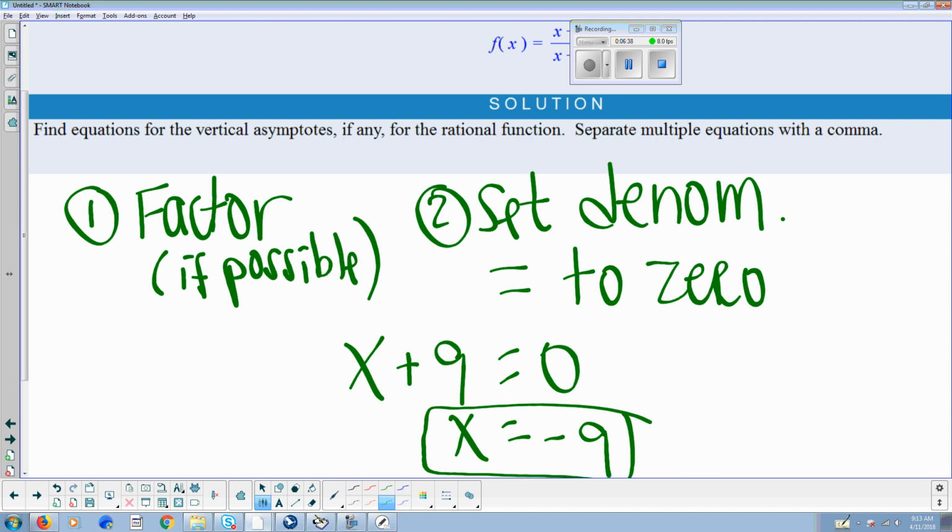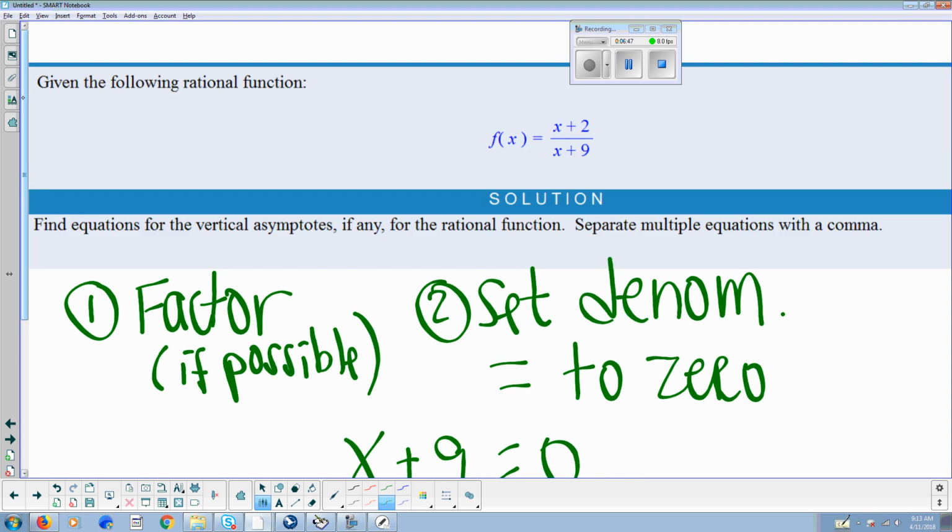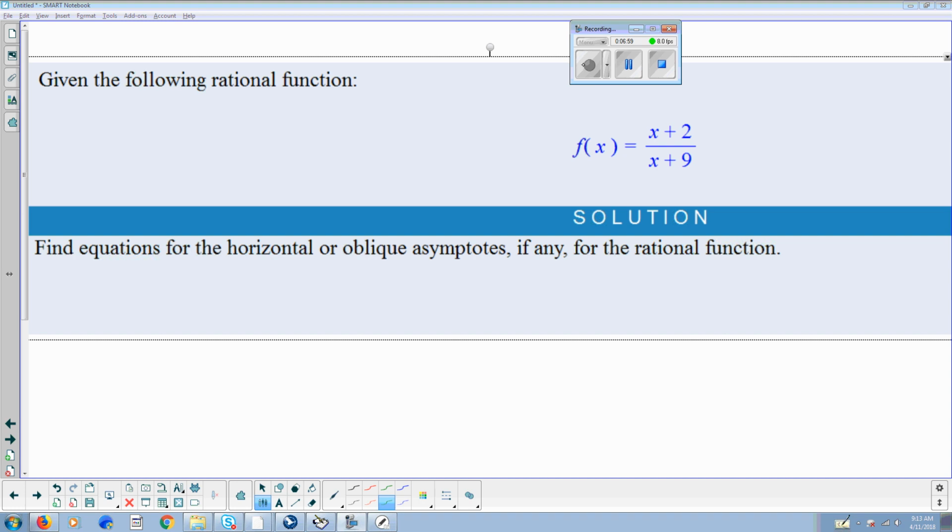Now, when we input that, if there are multiple answers, we would separate them with a comma. It's possible to have multiple ones if we have, like, say, x plus 9 and x plus 8. Then we would set both of those equal to 0 and solve for the multiple vertical asymptotes. Okay, the next part asks us about the horizontal or oblique asymptotes, oblique meaning slanted asymptotes.